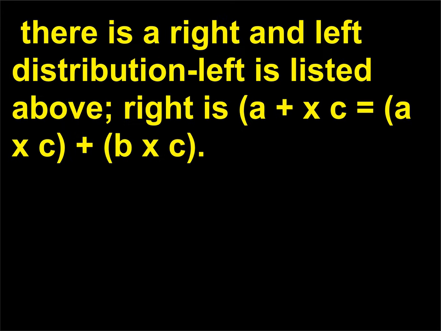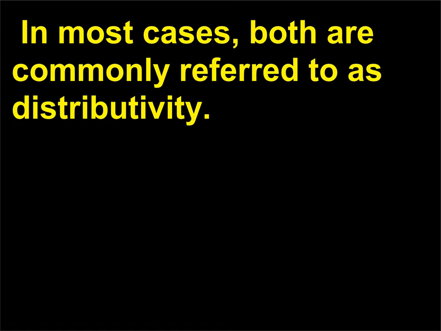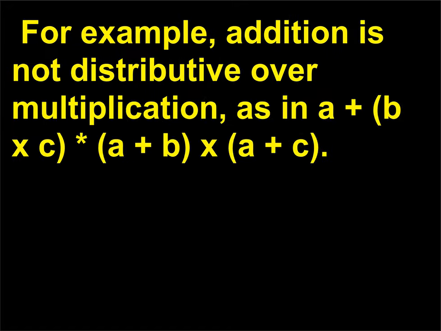Formally, there is a right and left distribution. Left is listed above; right is (a + b) x c equals (a x c) + (b x c). In most cases, both are commonly referred to as distributivity. Again, not all operations are distributive. For example, addition is not distributive over multiplication, as in a + (b x c) is not equal to (a + b) x (a + c).